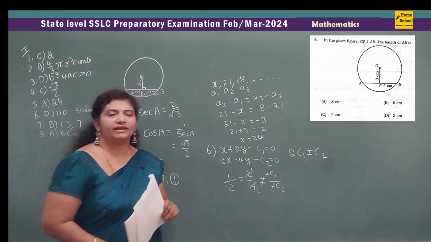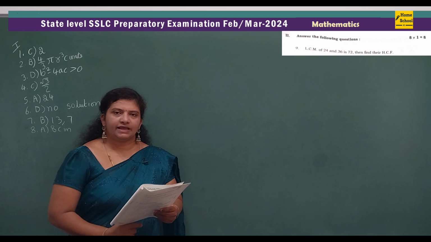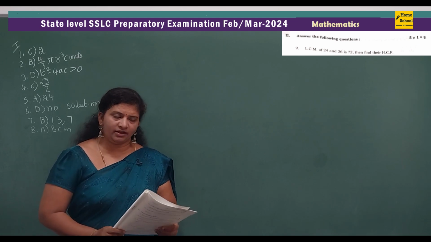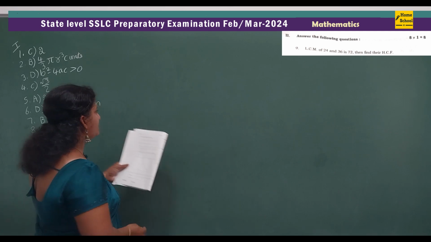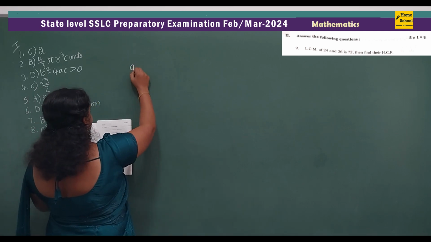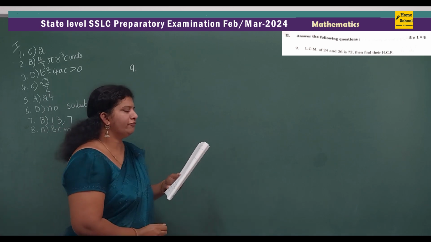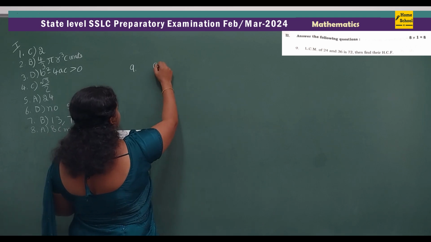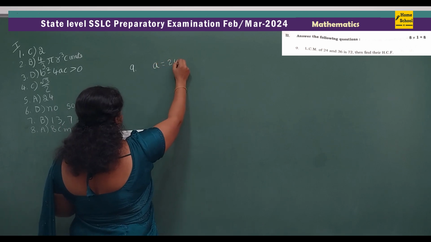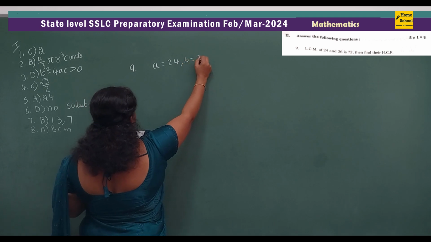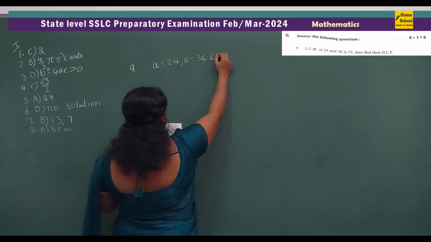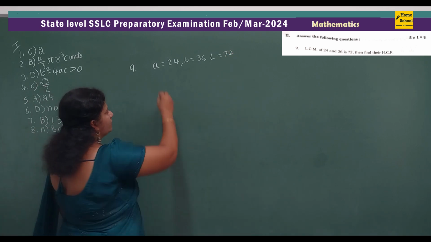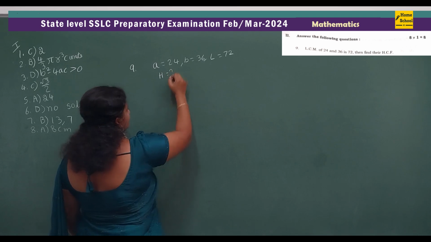With this, we complete our first main. Second main, answer the following questions. In this, you will have 8 questions, each carries 1 mark, 8 ones are 8 marks. And the numbering starts from 9. LCM of 24 and 36 is 72. That means A value is 24, B value is 36, LCM, L is equal to 72. Find their HCF. You need to find HCF.